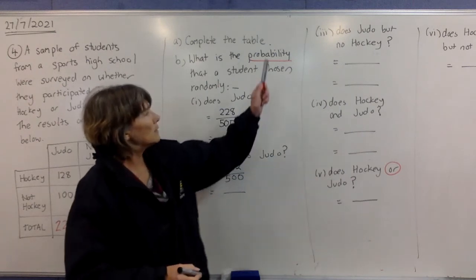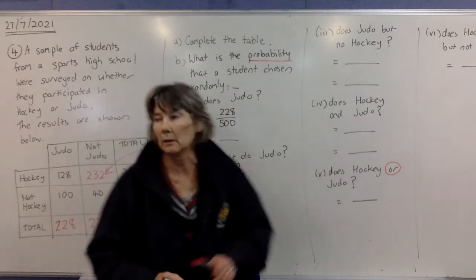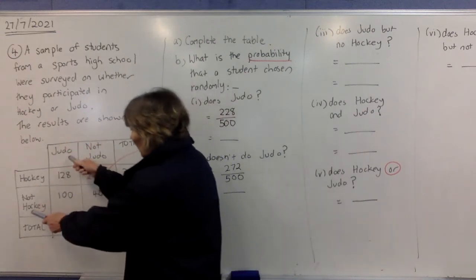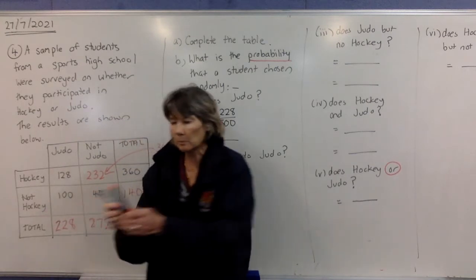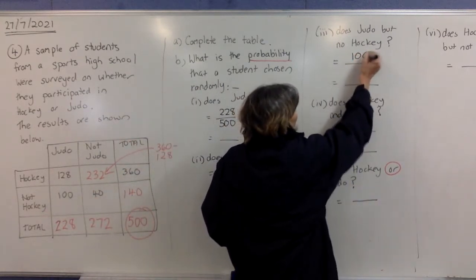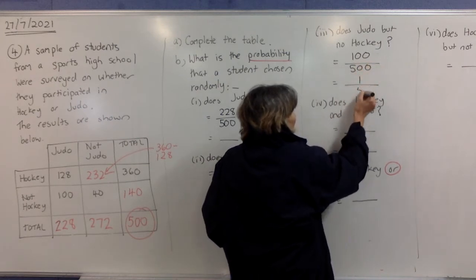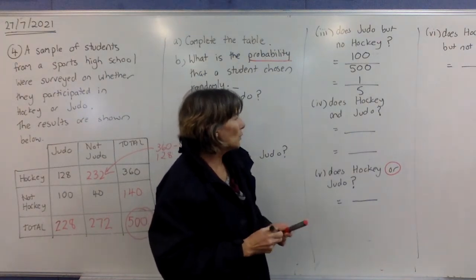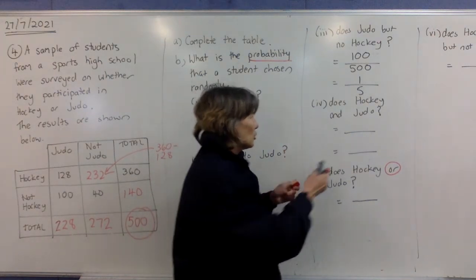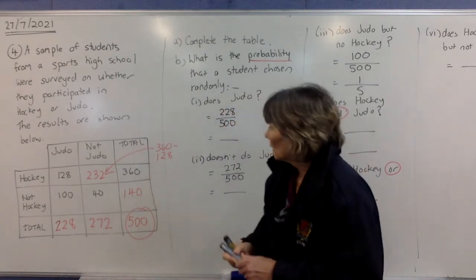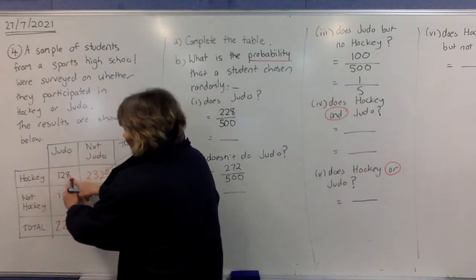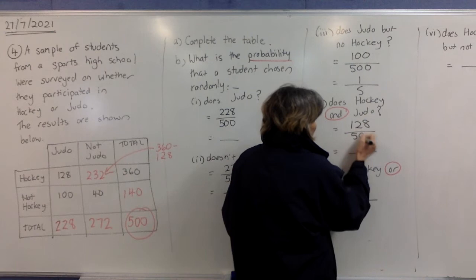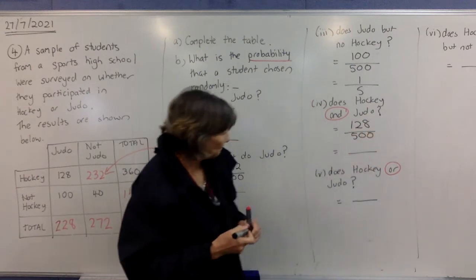Over here we want them to do judo, but no hockey. So we want them to do judo, but we don't want them to do hockey. So we're going to go judo, not hockey. There's 100 people in that category out of 500. And that one I know will simplify down to 1/5, so we'll write that answer down. Now in part 4, we want them to do hockey and judo. So they're doing both. Hockey and judo, there's 128 of those people out of 500. And we'll simplify that in a minute.